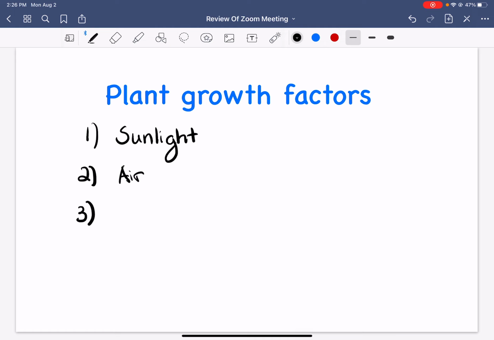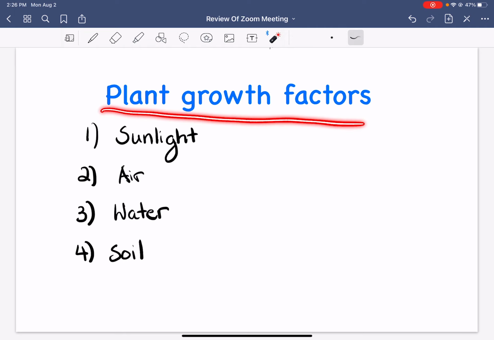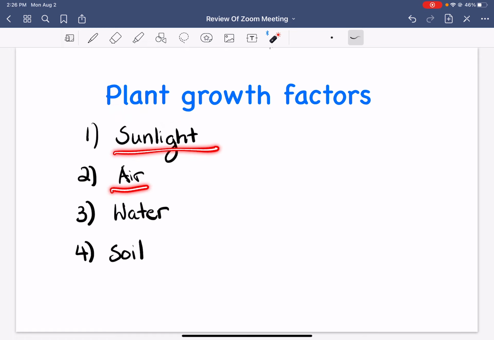Number 3, water. Water is what moves the nutrients around. 4, soil. Soil, right? Sunlight, air, water, and soil. These 4 things are plant growth factors. Remember these things, plant growth factors. Sunlight, air, water, and soil.